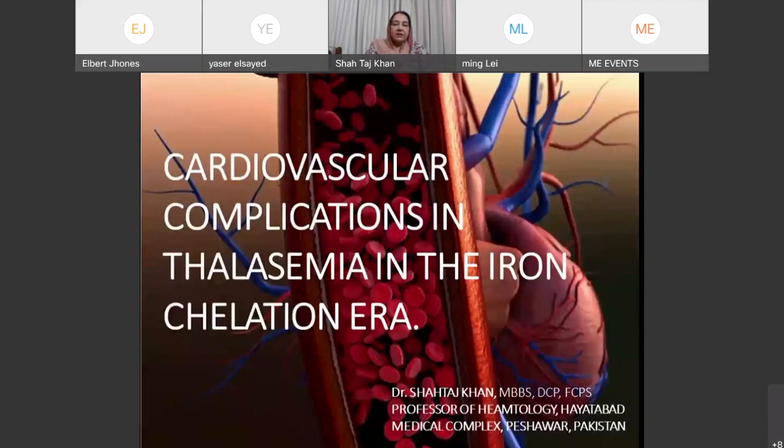I'm Dr. Shataj Khan from Peshawar, Pakistan. I'm not a cardiologist by profession. I am a hematologist by profession, and I'm a professor of hematology. I've been treating thalassemia patients, and the most common death that I come across in controlled thalassemics is sudden cardiac deaths and cardiac complications and heart failure.